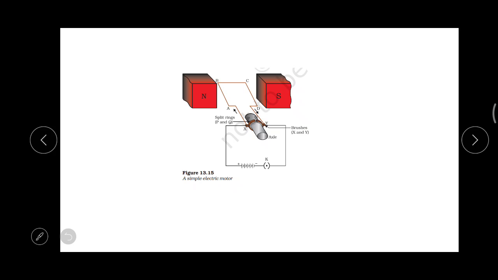We know from Fleming's left hand rule that we have studied, the force acting upon the current carrying conductor will be more if the angle between the direction of the current and the direction of the magnetic field is 90 degrees, or perpendicular to each other. So here we are considering only the arms AB and CD, because the current passing through the arms AB and CD is perpendicular to the direction of the magnetic field.